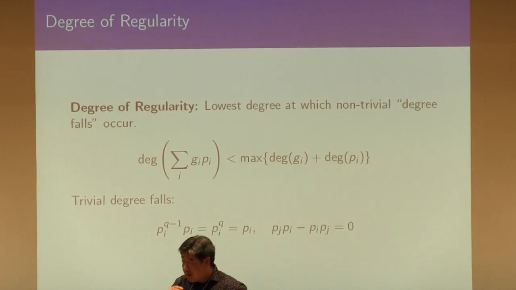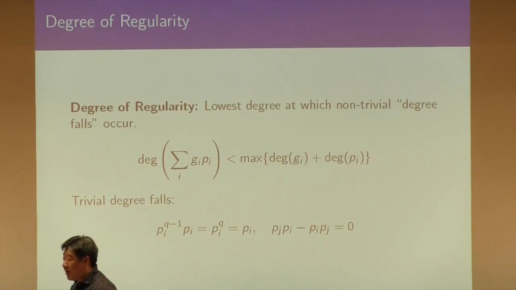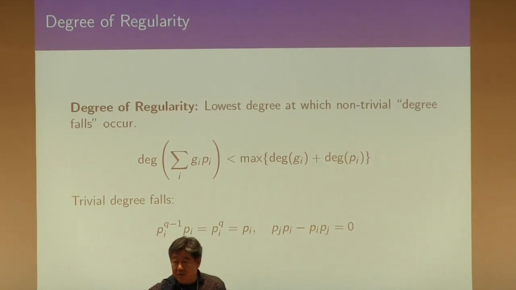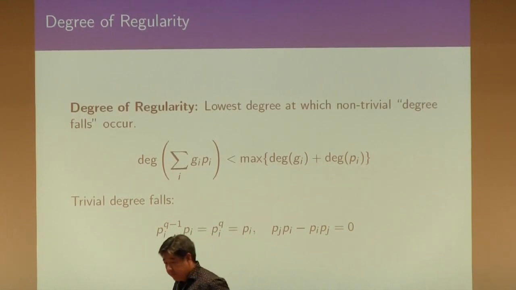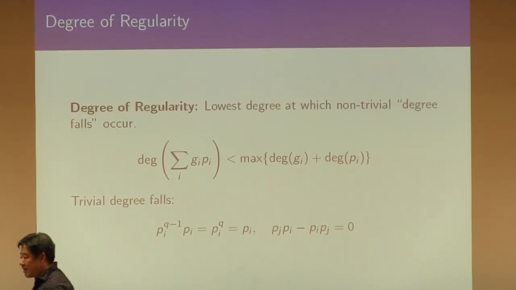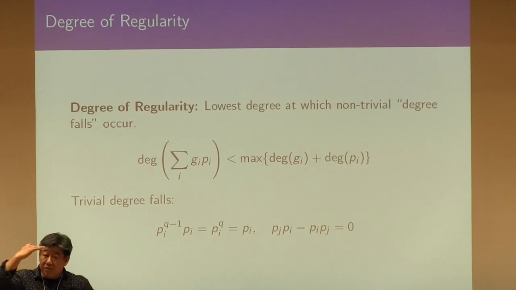Okay, so the degree of regularity is the first degree at which something drops non-trivially. One phenomenon we know occurs all the time, but we cannot prove, is that once you have one drop, the system starts to drop very much if you keep going, and the system will be done. So the degree of regularity more or less tells me how high a degree I have to go in order to solve my system.